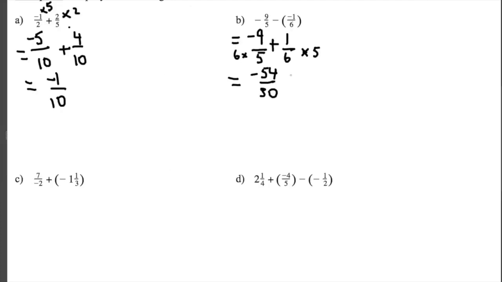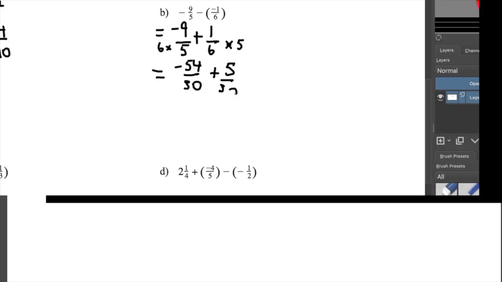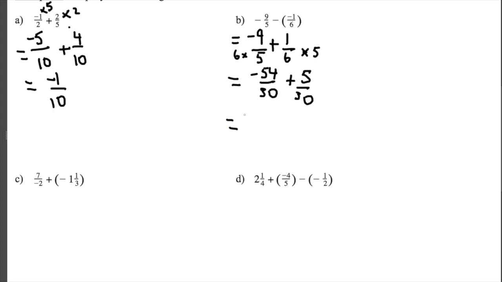And then you're going to add 5 over 30. And this is going to get you to -49 over 30. Or you can write this as a mixed fraction. So for the mixed fraction, how many times can 30 go into 49 evenly? It can go into it once. Then simply take away the remainder off of 49. So it's going to be 19 over 30.